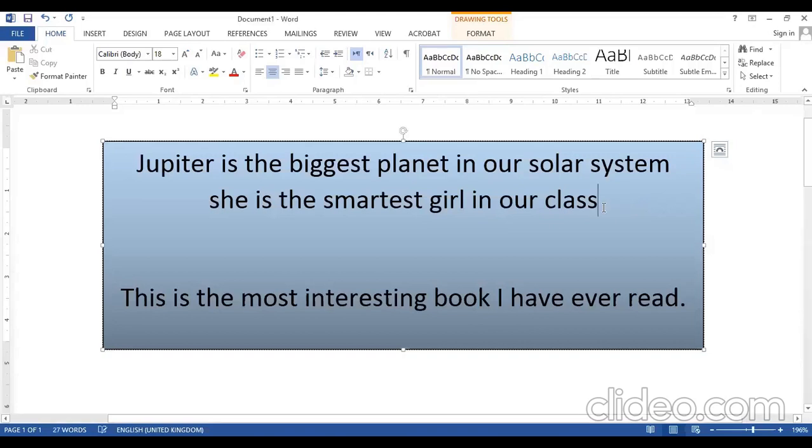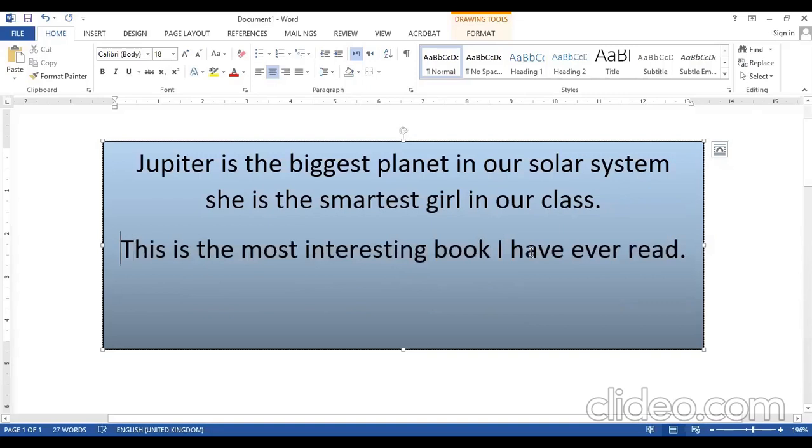So these are some examples concerning how to use the superlative adjective. Here is the first one: Jupiter is the biggest planet in our system. Where is the superlative adjective? It is the word biggest, right? Pay attention that we have preceded the word with the article the, and this is the way we formulate a sentence with a superlative adjective.